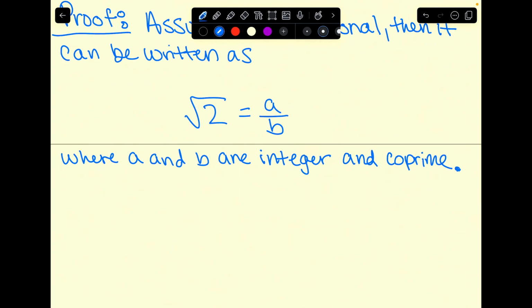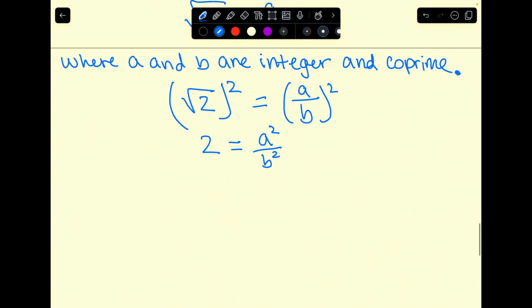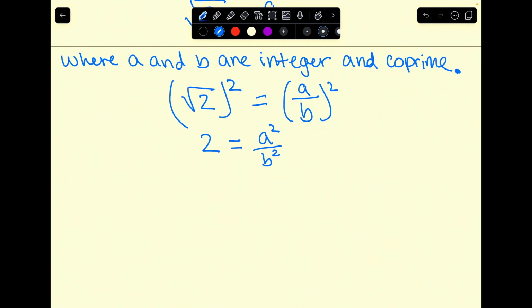Now we are going to make this equation just a little bit simpler to handle. I don't like square roots. A lot of people don't like square roots. So we're going to get rid of the square root by canceling it out. We're going to square both sides. Now we're left with 2 on one side, and a squared over b squared on the other. And now we're going to try and get rid of this fraction so that we can make this equation a little bit nicer. We're going to get rid of the denominator by multiplying by b squared.